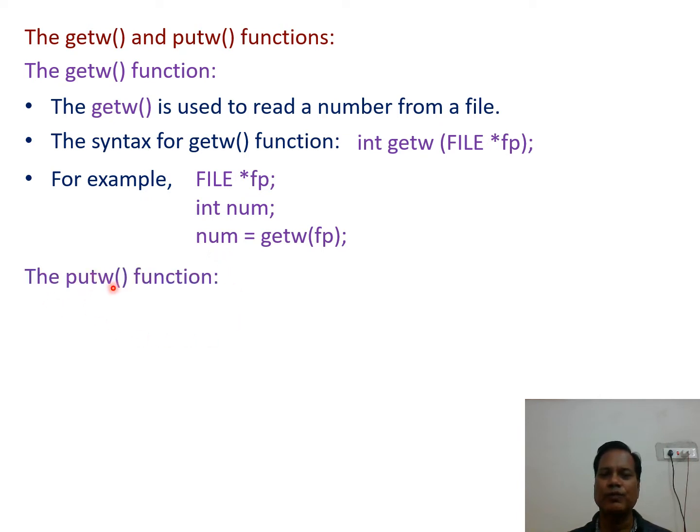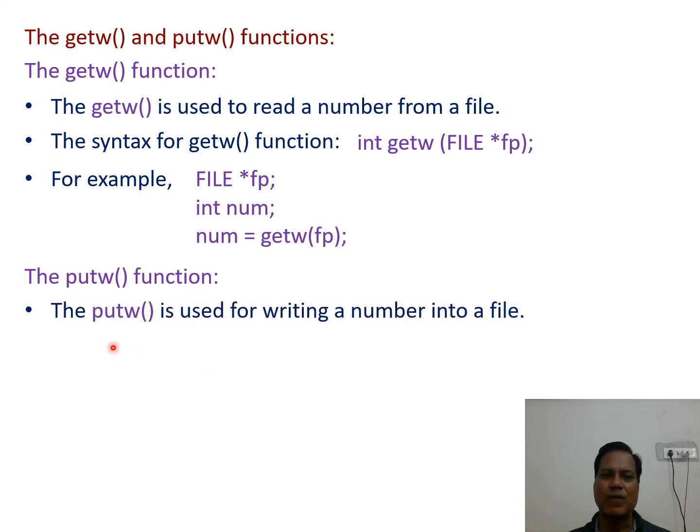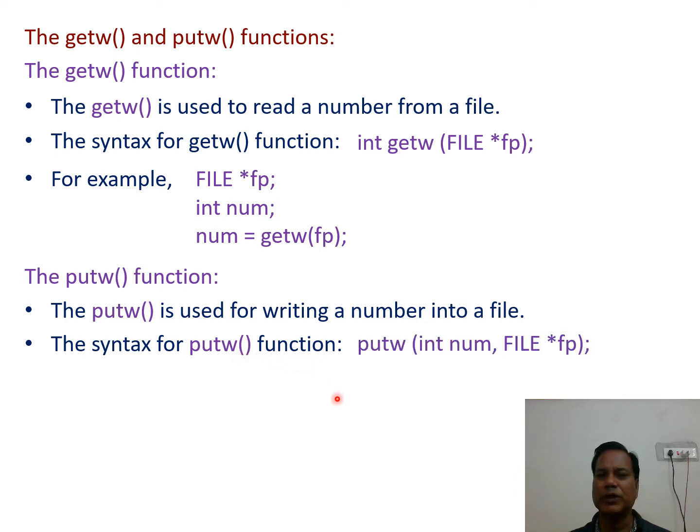Then the putw function. The putw function is used for writing a number into a file. Instead of reading a number, if we want to write a number into a file, then we have to use the putw function. The syntax for the putw function is like this one. putw(int num, FILE *fp); So this putw function has two arguments, an integer variable num and a file pointer fp.